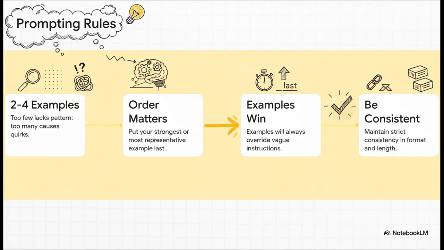The AI pays the most attention to the very last thing you said, so always put your strongest example right at the end. Rule 3 is huge, so listen up. Examples override vague instructions. If you tell the AI to be brief, but your examples are 3 paragraphs long, guess what? The AI is going to write 3 paragraphs. The examples always win. And finally, Rule 4, maintain strict consistency in your format and length across all your examples.